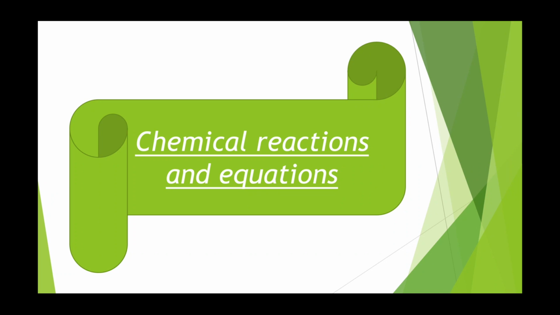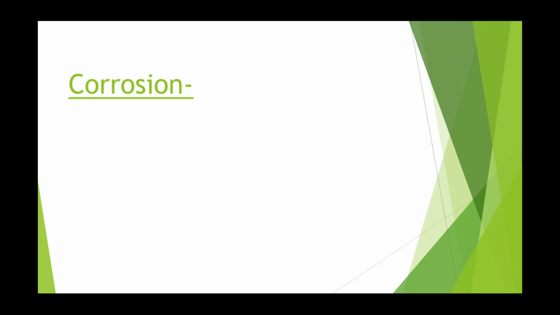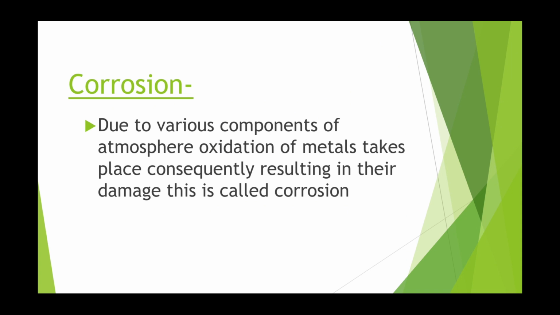Here we will deal with corrosion, rancidity and factors affecting the rate of chemical reaction. So, first of all, corrosion. Due to various components of the atmosphere like water, air or different chemicals, oxidation of metals takes place and it consequently results in their damage. This is called corrosion. It is a type of wearing of the metal due to atmospheric conditions or chemicals.